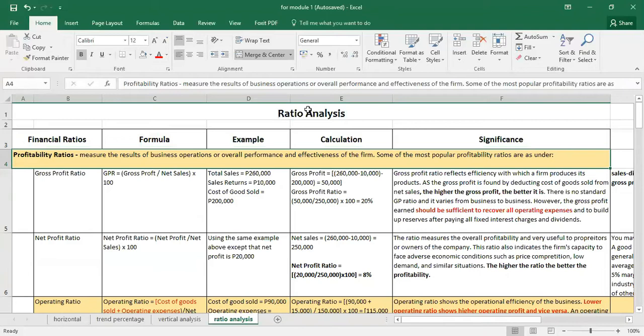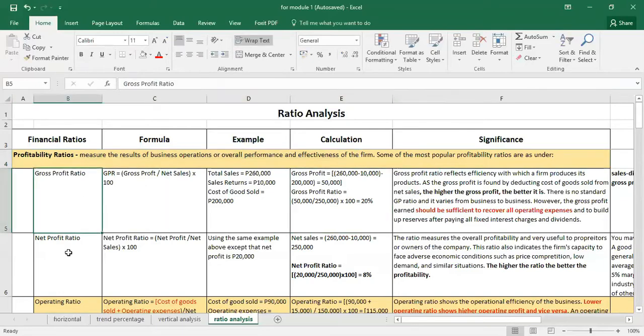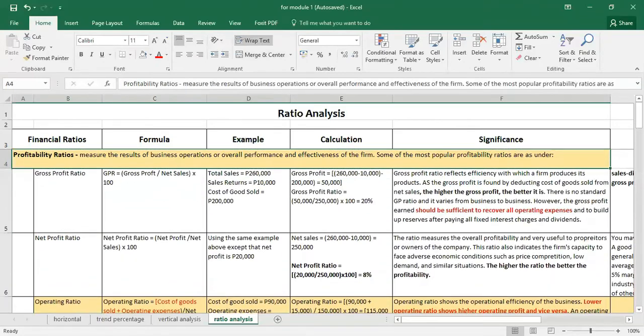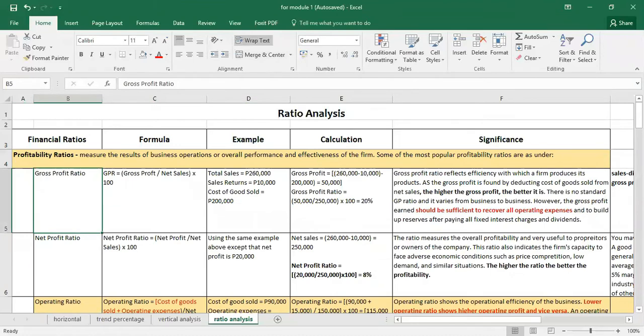The profitability ratio measures the results of business operations or overall performance and effectiveness of the firm. Sa profitability ratio, mini-measure natin ang performance and overall effectiveness ng firm. There are several ratios under profitability ratio. The first one is the gross profit ratio. To compute for the gross profit ratio, kailangan natin ng gross profit at ng net sales. Ang gross profit ay makikita natin sa income statement, at ang net sales ay makikita rin natin sa income statement.